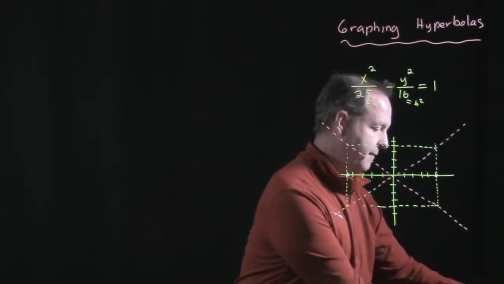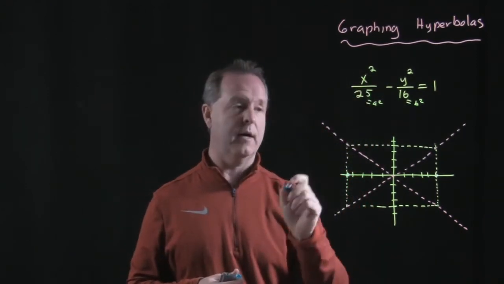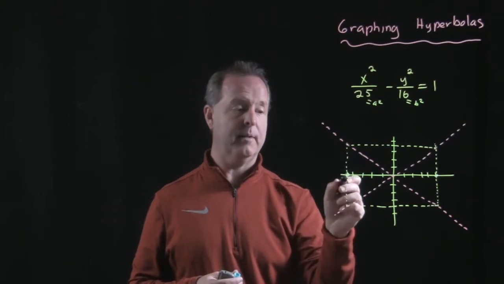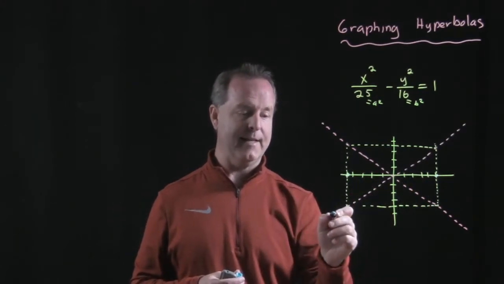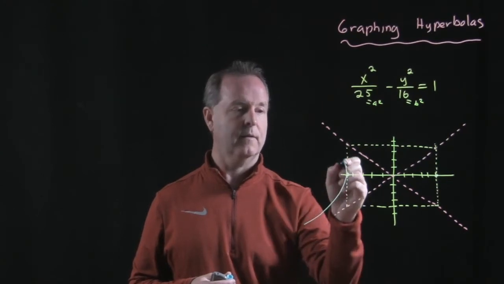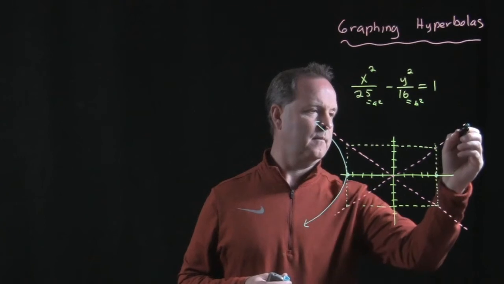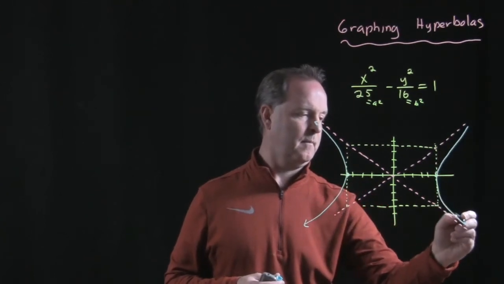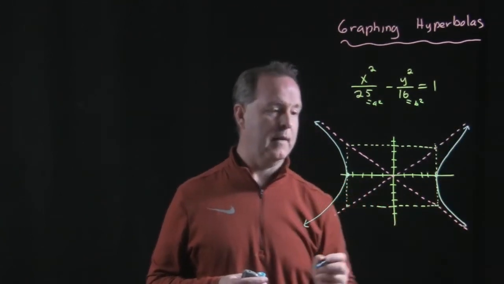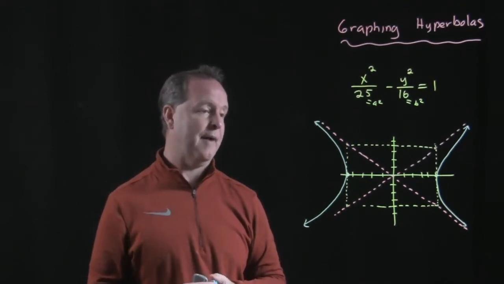Now I have enough information to go ahead and start to draw the hyperbola. Notice the hyperbola again has to go through those points, and these asymptotes will guard and protect the graph. And there we have a fairly good representation of what that graph looks like.